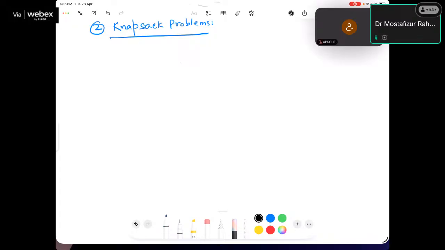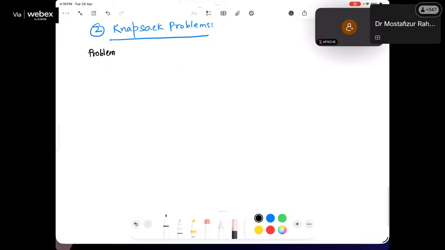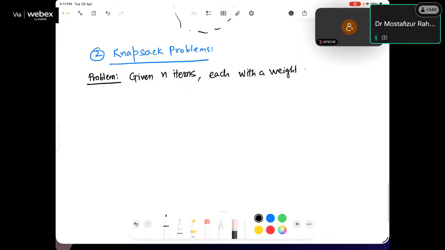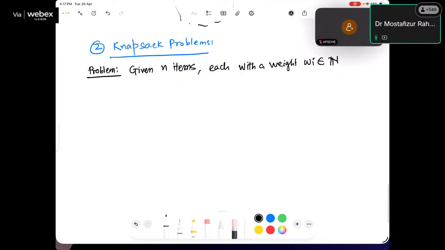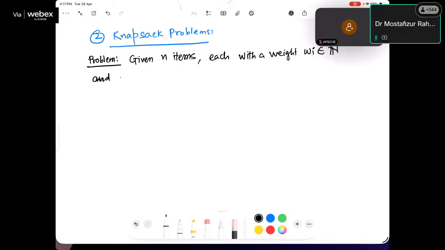So what is the problem? Given n items, each with a weight wi belonging to the natural numbers, and each item has a value vi that is also a natural number.